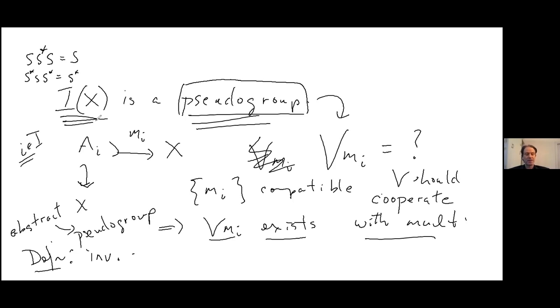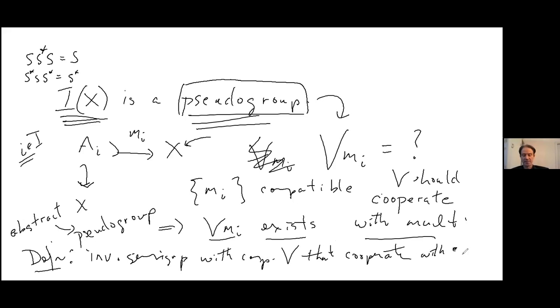Because you can play around with this. There are variations on this theme. X could be a topological space, and instead you could talk about open subsets and homeomorphisms. Okay, that would also be, I think, a pseudogroup. That would be more an example of a concrete pseudogroup. Anyway, a pseudogroup is an inverse semigroup with compatible joins that cooperate with the multiplication. I don't know how to say that. That's what a pseudogroup is. That's an abstract definition, or what some people call an abstract pseudogroup.